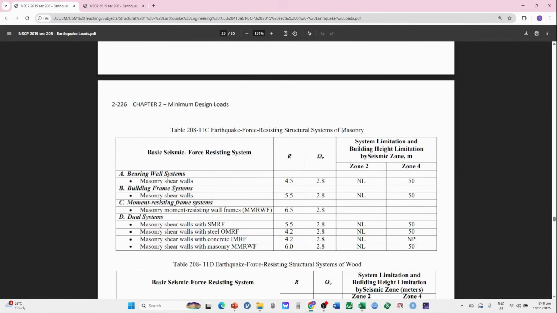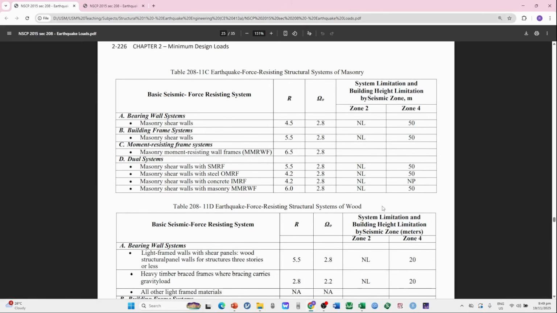For masonry, okay, we have only 4 types: bearing wall, building frame, moment resisting frames, dual systems. So we have, I think, a masonry moment resisting wall frame. So I really did not see any existing here, but this is good, no? This is also good because it has 6.5. So this focuses on masonry in the hollow blocks, etc., bricks system.